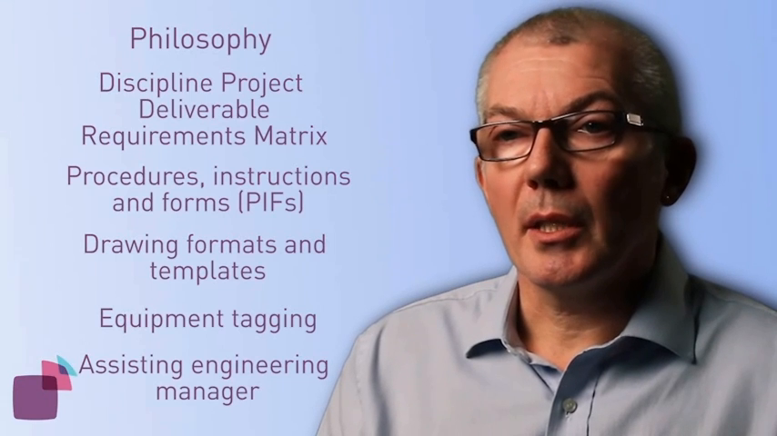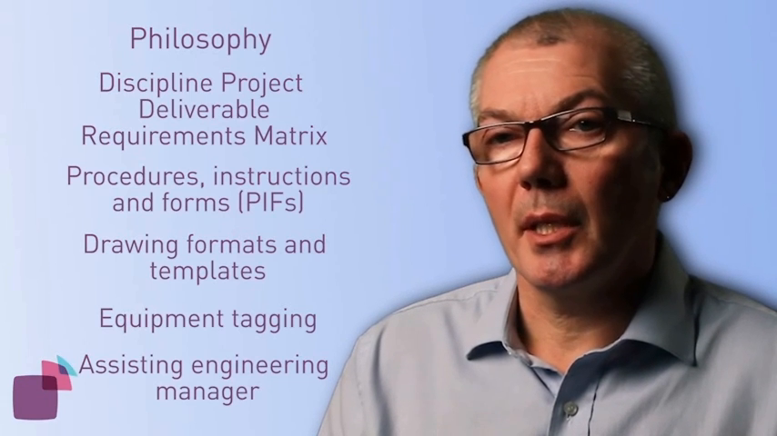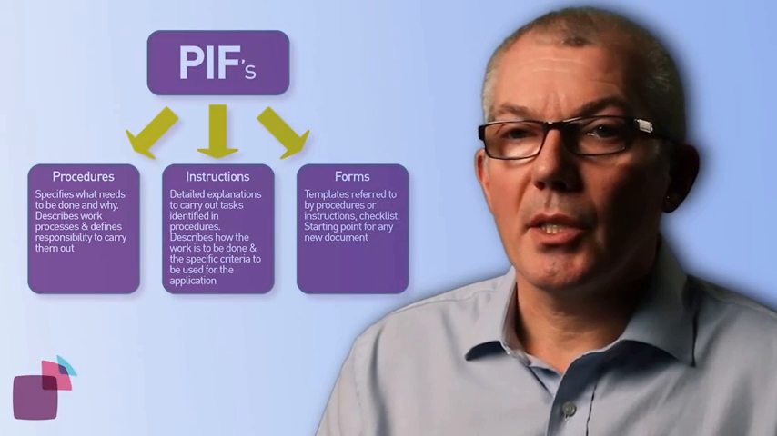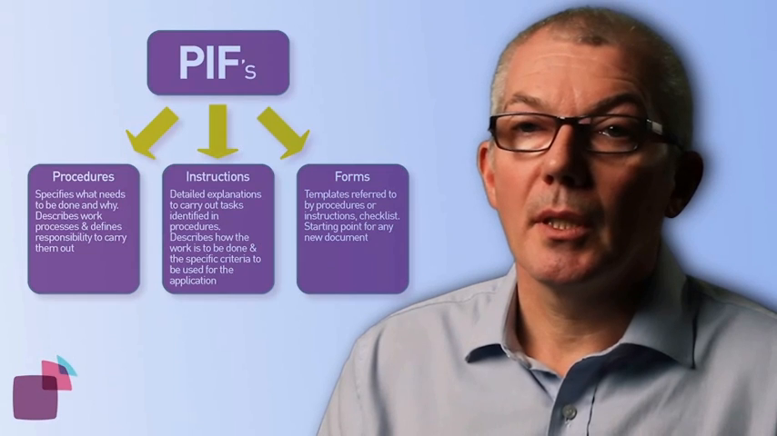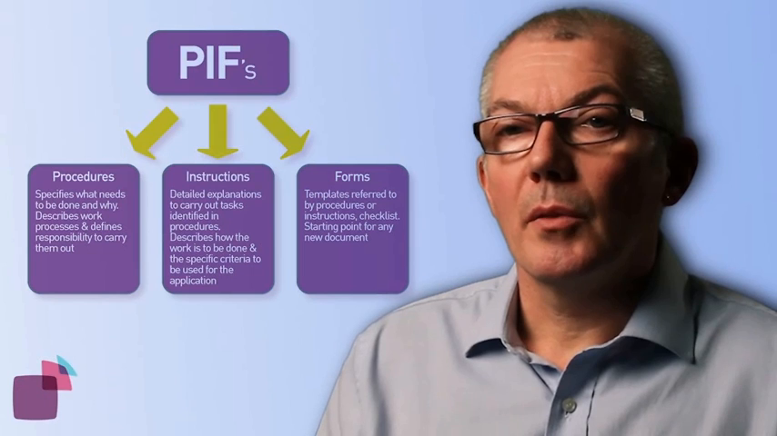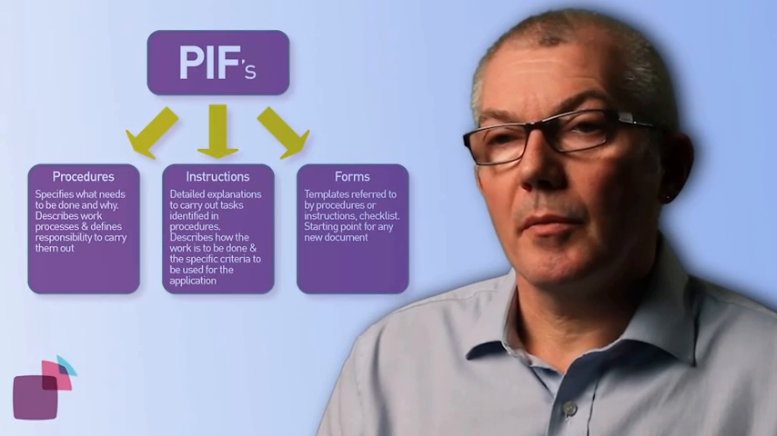The Discipline Project Deliverable Requirements Matrix is explained then in some detail. Sample hard copies are distributed to the group as the document is difficult to read on the screen, and it is also a good idea to demonstrate where to locate the document in ADL. The procedures, instructions and forms, or PIFs, are then discussed in more detail. The difference between each type of document is explained, followed by examples of each document found in ADL.